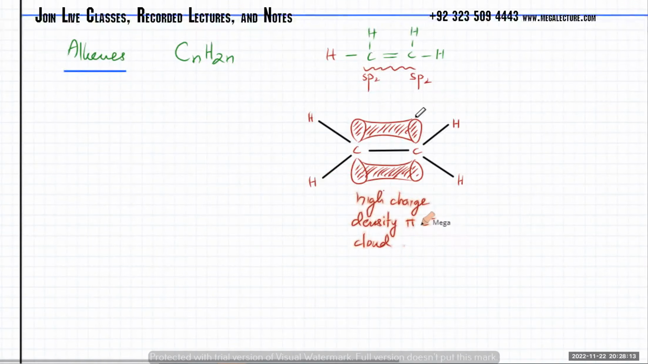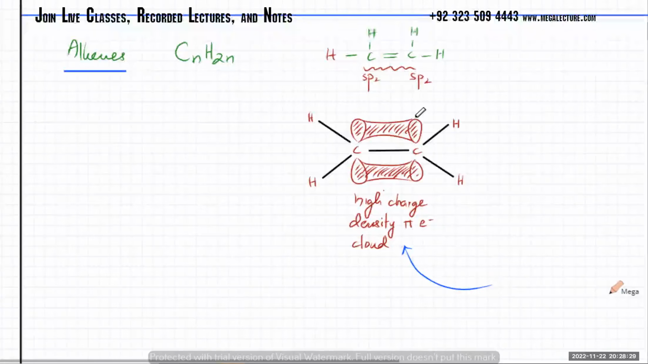Now, since you've got a very high charge density pi electron cloud, what things get attracted to negative charge? In most alkenes, the reaction will happen with the double bond, because things are going to be attracted to electrons. And what things get attracted to electrons? Electrophiles, they always get attracted to electrons. Electrophiles are substances that are attracted to electrons.